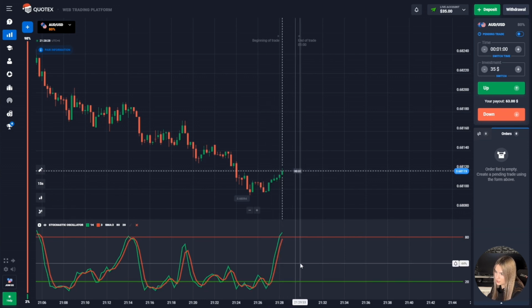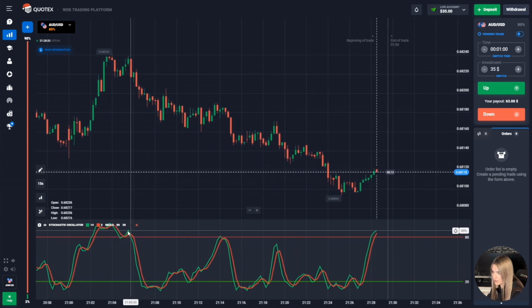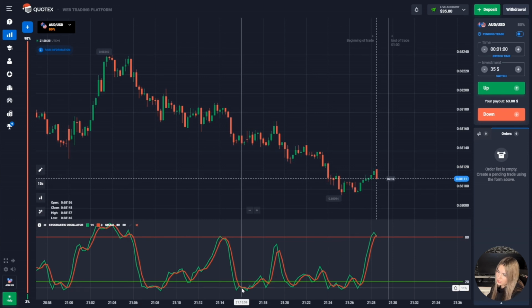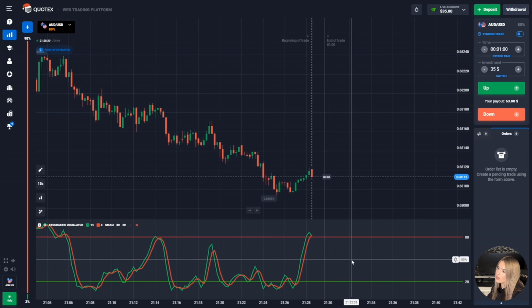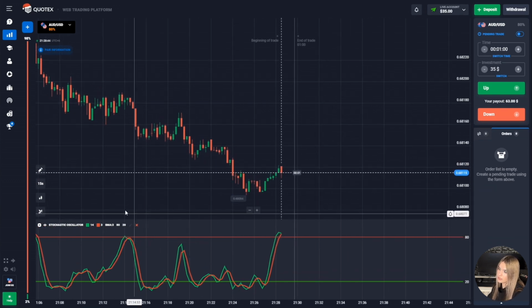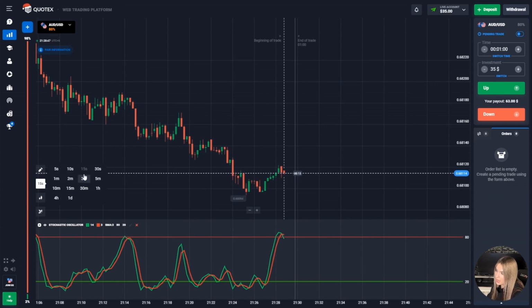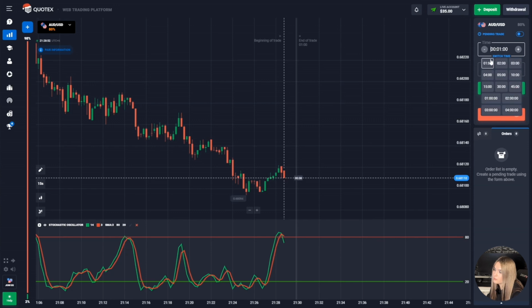If the red line is crossed, we open a deal down. If it's green, then we go up. In the future, I will show you how this happens, so don't worry. We will trade on a 15 seconds time frame. As a rule, we will open transactions for 1 minute, since this is a good time for this indicator.